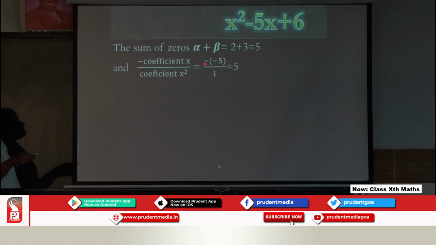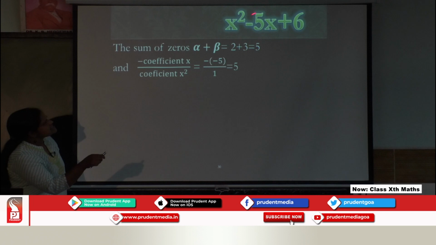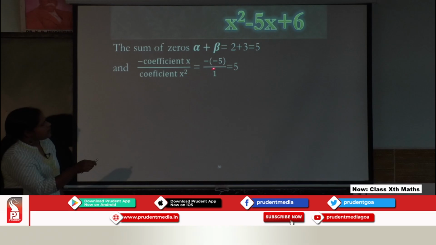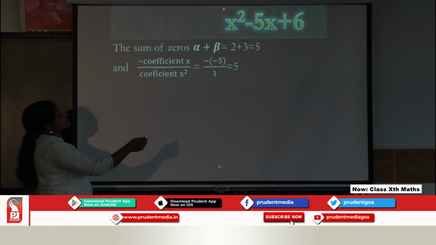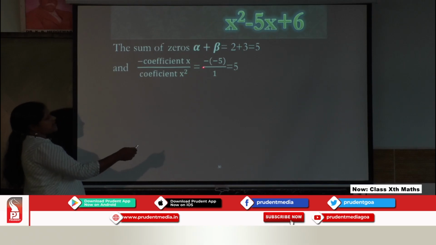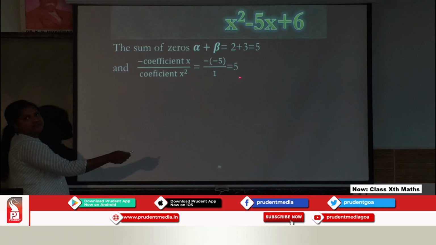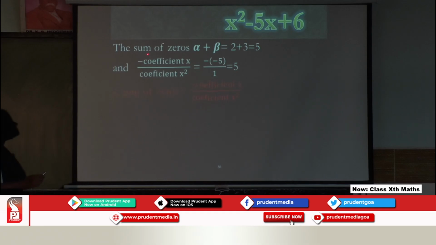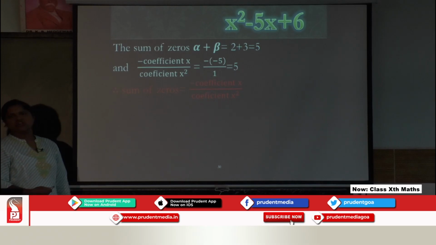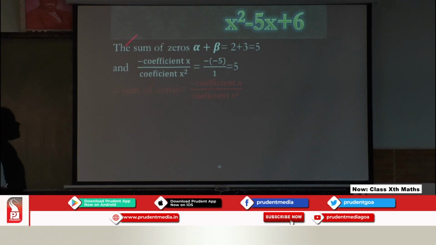So, this minus sign I have written here. What is the coefficient of x? The coefficient of x is negative 5. So, I have substituted here in the bracket negative 5. Then comes the coefficient of x square. What is the coefficient of x square here? It is 1. So, negative into negative, positive 5. So, I get again both answers same. That means the sum of zeros is verified. That is, the sum of zeros is equal to negative coefficient of x upon coefficient of x square. So, the sum of zeros is done.